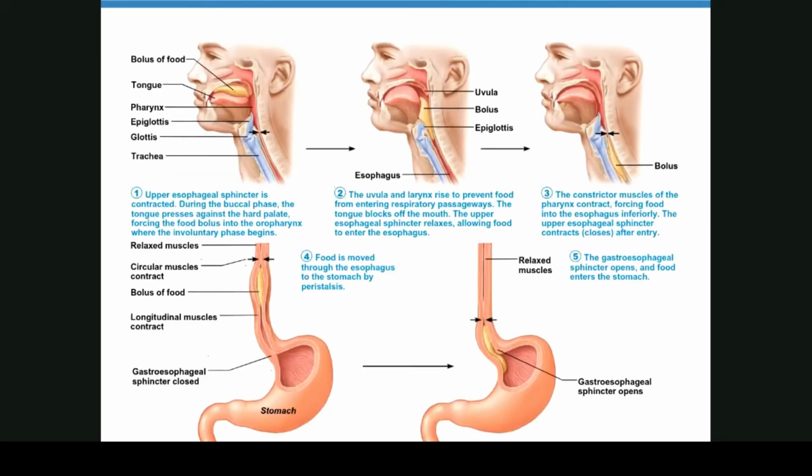So we have here, you can see the bolus of food, right? Bolus of food is the yellow thing here. And then as you push it back, it starts to go down. The larynx is closed off, and we're pushing it down the esophagus, and it continues to go down until it finally goes into the stomach.